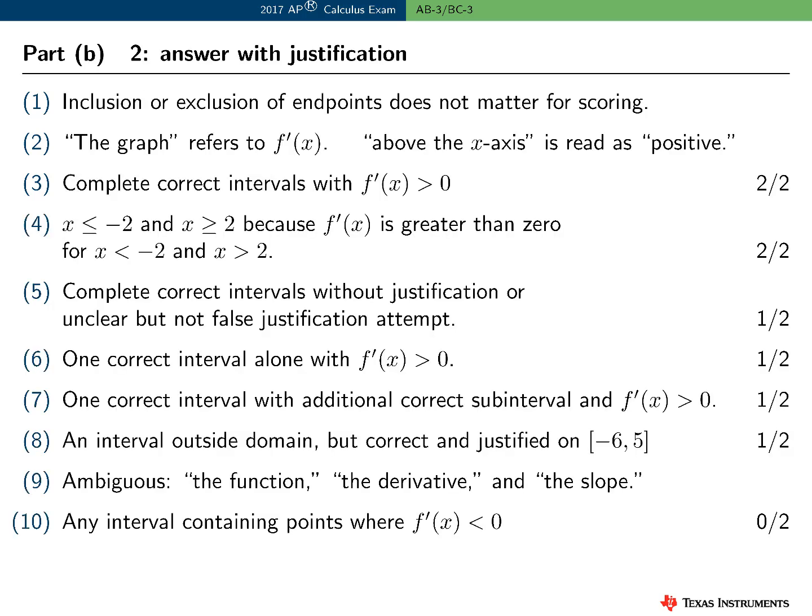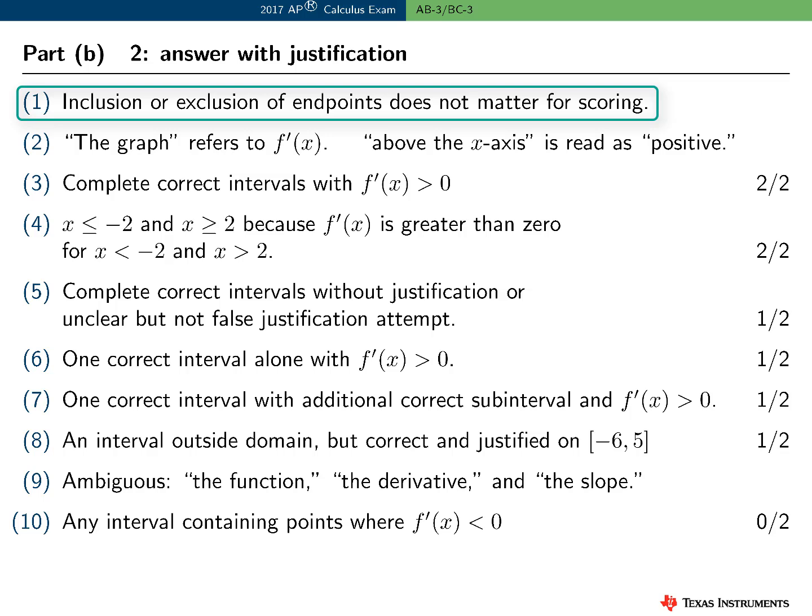Part B was worth 2 points for a correct answer, in this case that means 2 correct intervals, with an appropriate justification. And here's how this scoring standard was interpreted. First, inclusion or exclusion of the endpoints doesn't matter for scoring. Now, some of us think the endpoints do matter when we consider the strict definition of increasing or decreasing, but in this problem, including or excluding the endpoints in the intervals doesn't matter.